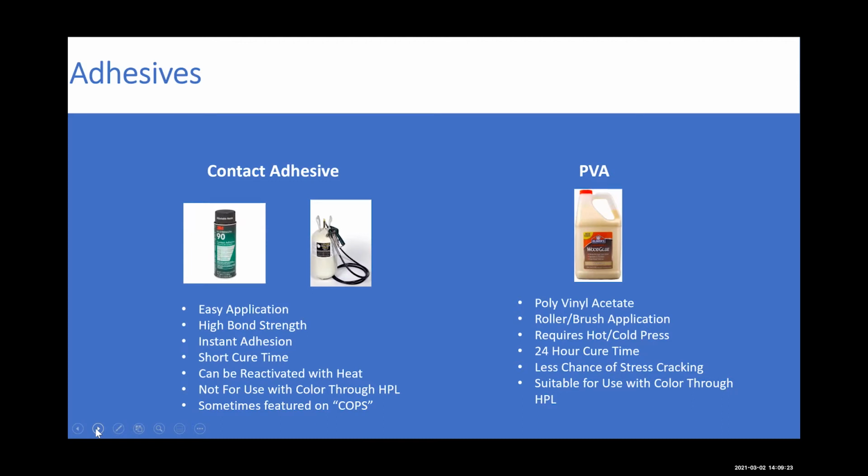PVA, polyvinyl acetate adhesive, is basically wood glue. It provides a rigid bond with less chance of stress cracking, but it also requires a 24-hour cure time and the use of a hot or cold press to clamp it while it cures. You also want to make sure that the adhesive, whether it's contact or PVA, has also had a chance to acclimate to the environment where it will be worked.